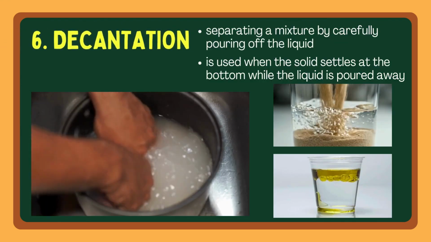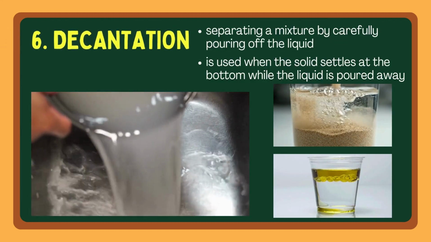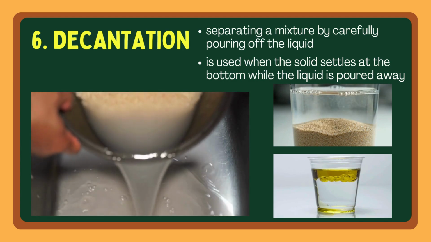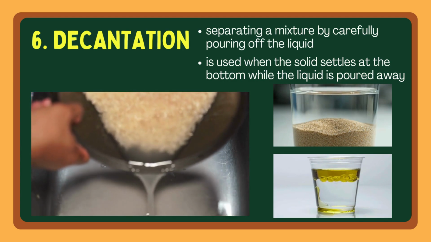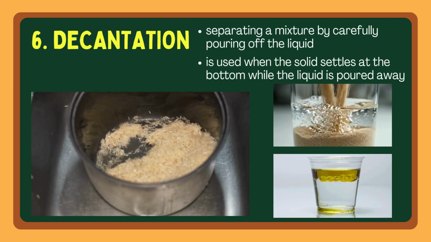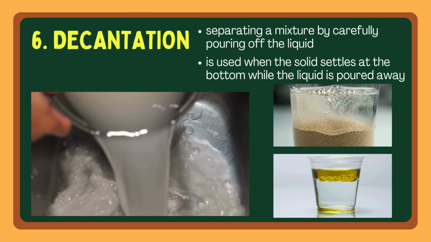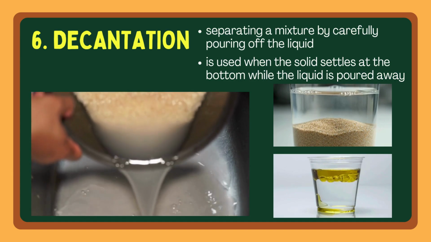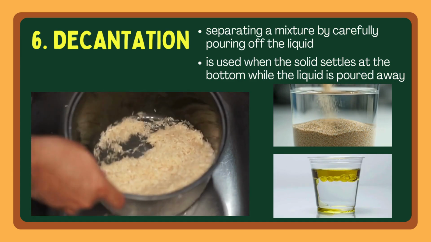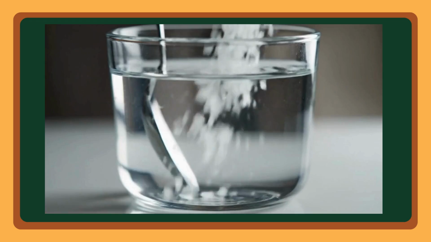It works when a solid settles at the bottom, allowing the liquid on top to be poured away. Examples: In solid-liquid mixtures, the liquid is poured off while the solid stays at the bottom, such as sand and water. In liquid-liquid mixtures, the lighter liquid is poured off while the denser liquid remains below, such as oil and water.